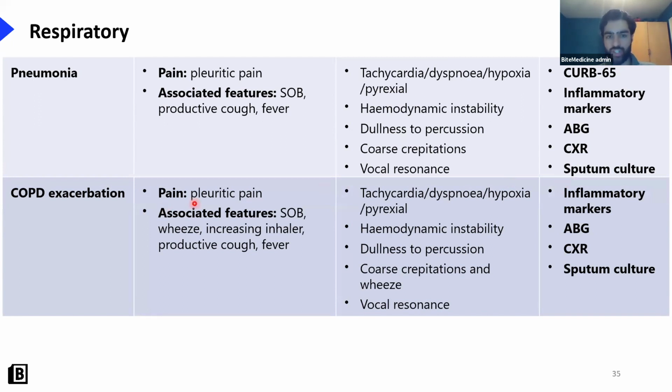COPD exacerbation, again, can present with pleuritic chest pain. This is a lot easier to diagnose because patients will have a background of COPD. Okay, they'll be increasingly short of breath, increasingly wheezy. They'll be using their inhaler lots, and can present with the standard things like hemodynamic instability, wheeze, coarse crepitations, vocal resonance, all of those infective symptoms. And again, it's a very similar workup to pneumonia.